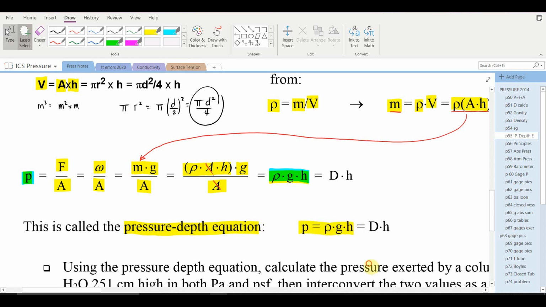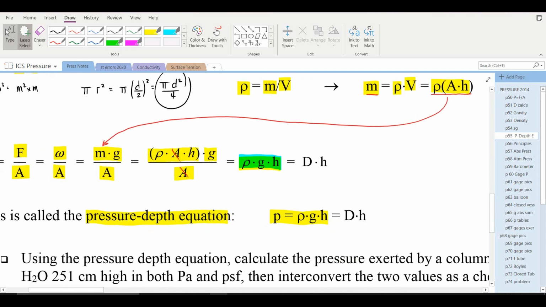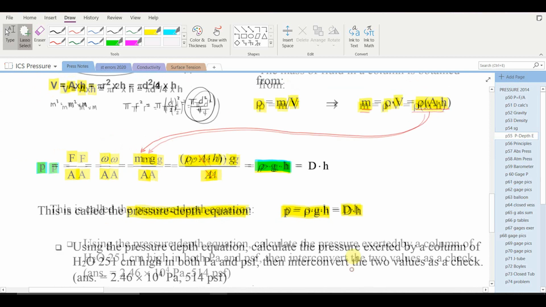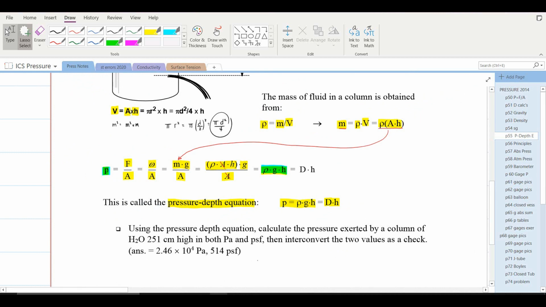If we happen to want to use weight density instead of mass density, that rho times g, recall, is the same as D. So pressure is D times H. We need to get some practice using this equation to get comfortable with the units, so that'll be our next exercise.